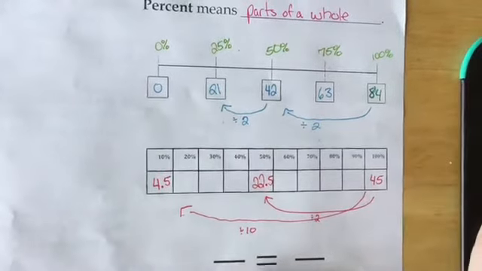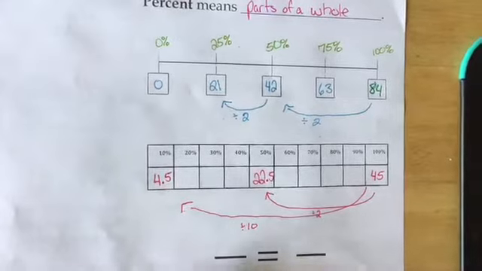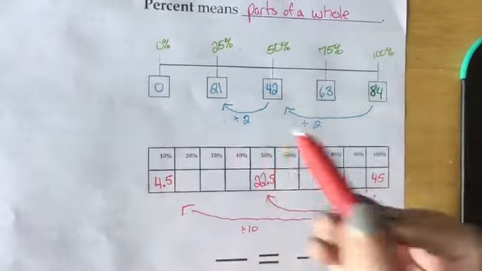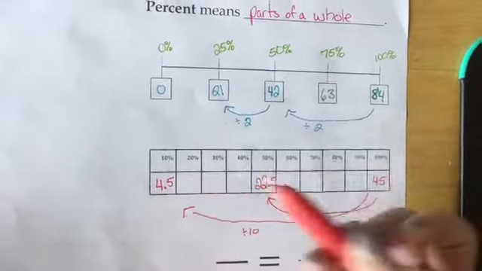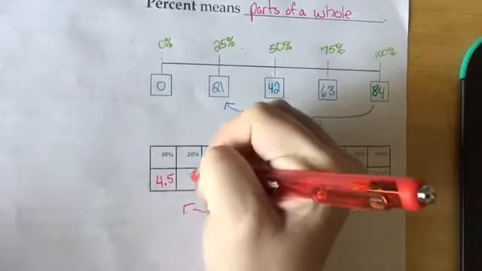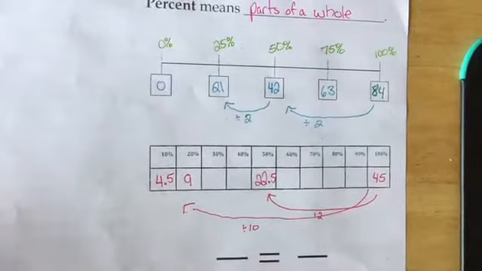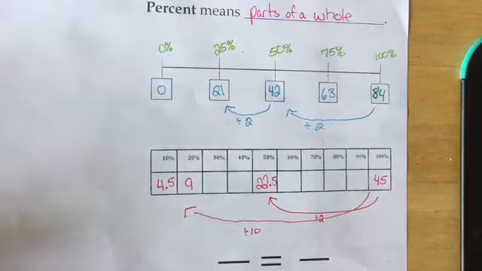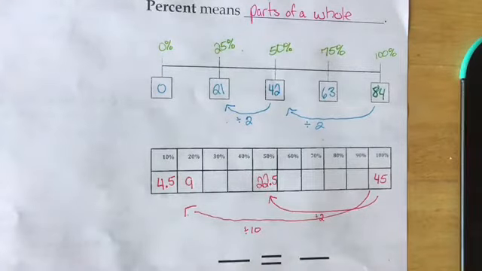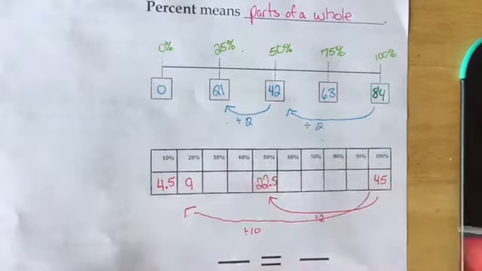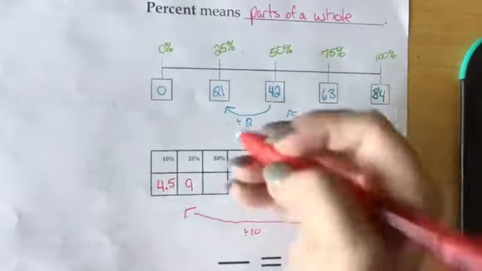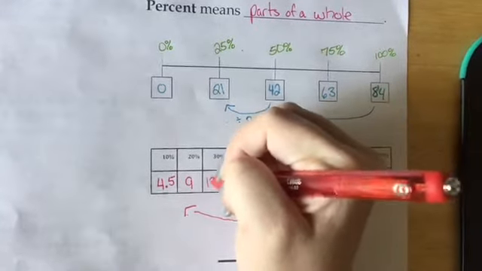Now, the other ones in between, I can use those numbers to fill them in. So to get to 20%, 10% plus 10% would give me 20%. So I can add 4.5 plus 4.5. That'll give me 9. So using our common sense knowledge, our mathematical knowledge, we can say, how do I get from 10 to 30? Well, I times that by 3. So 4.5 times 3 gave me 13.5.